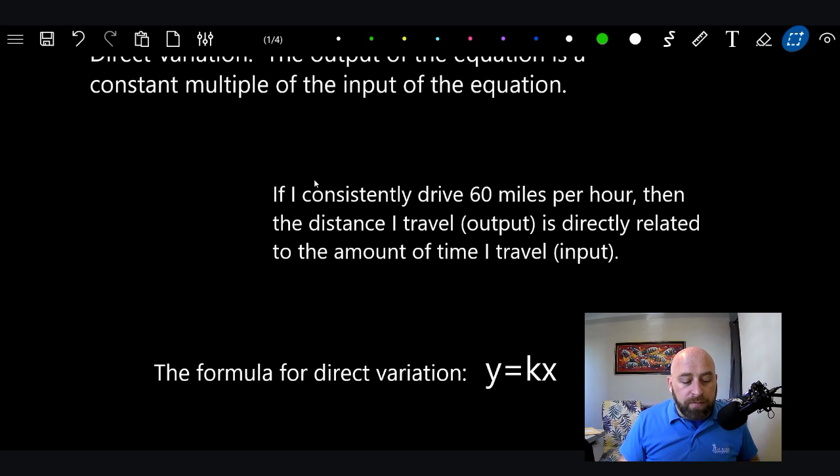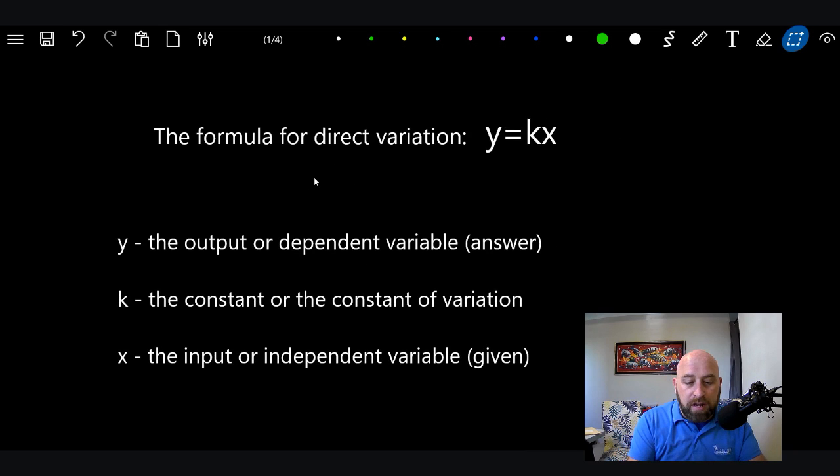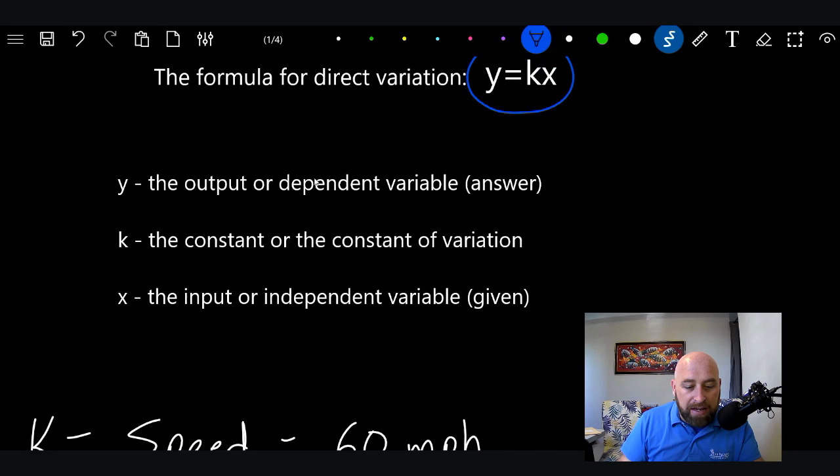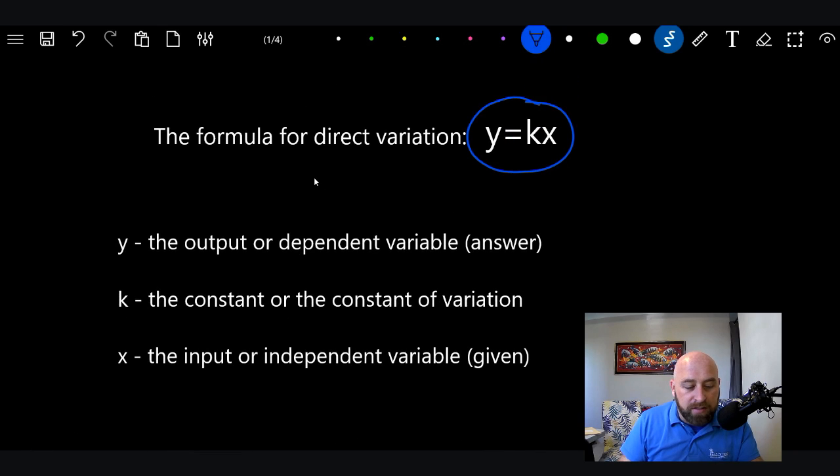So the formula for direct variation is right here. It is y equals kx. Y equals kx. Now, what are all these different pieces here? The y is the output. That's the answer, the solution. I wrote that down right there, the answer. Sometimes we call this the dependent variable. In other words, it depends on something else.